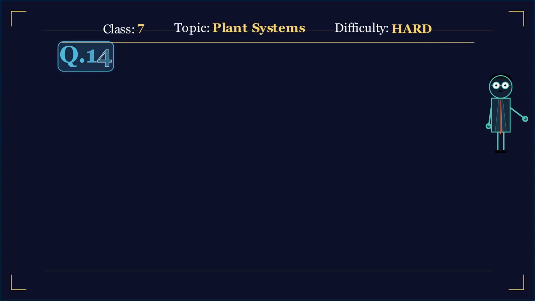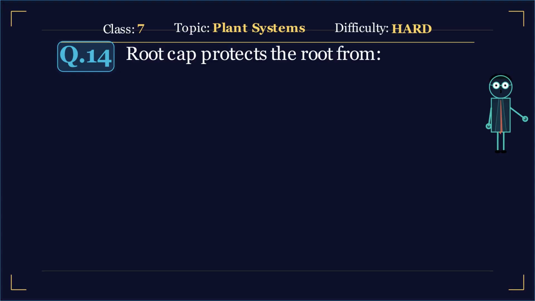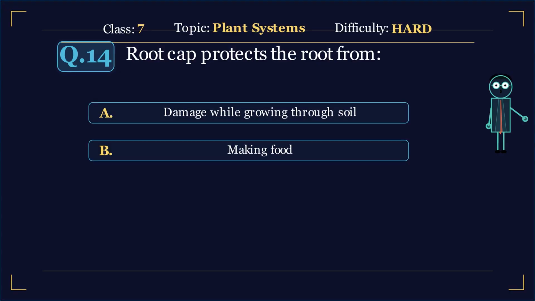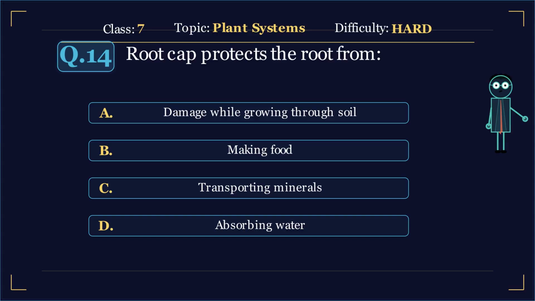Question 14. Root cap protects the root from: Option A, damage while growing through soil. Option B, making food. Option C, transporting minerals. Option D, absorbing water. The correct answer is option A.